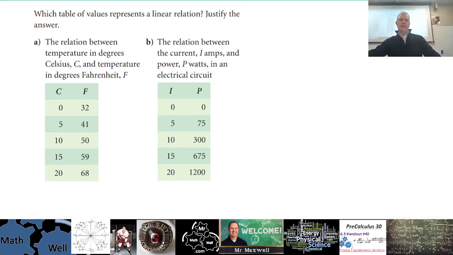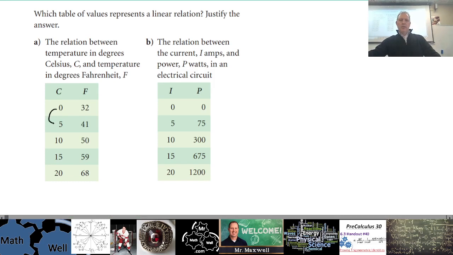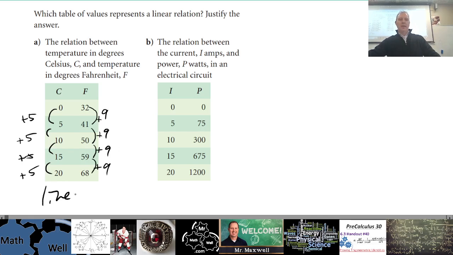Let's just check. The difference between these is this plus 5, this is plus 5, okay, 5 and 5, right? This is 9. This is 9. This is 9, okay? So does this look like a linear relation to you? Yeah, it does. So linear, okay?